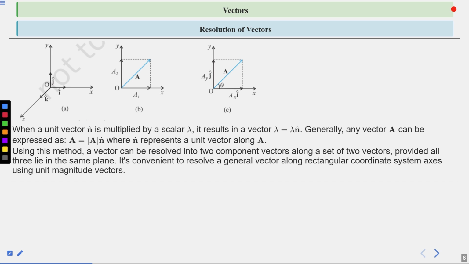Using this method, a vector can be resolved into two component vectors along a set of two vectors, provided all three lines lie in the same plane. So resolving a vector into two components, the first is the A1 vector, or we can say Ax i cap. The second one is Ay j cap, and the given vector is the A vector. So these are the two components of vector A, Ax i cap and Ay j cap, along their respective directions.